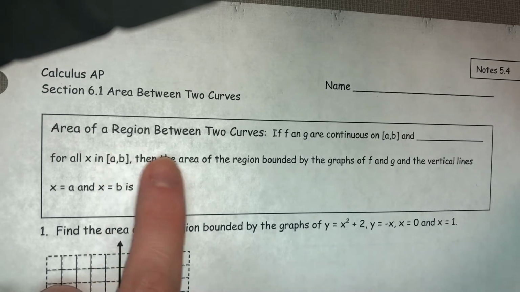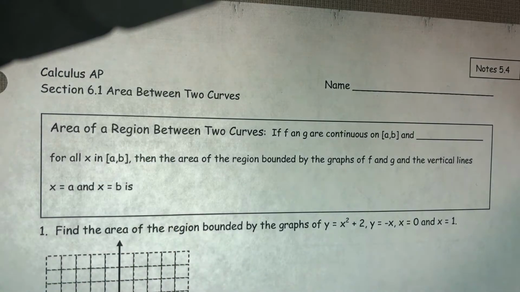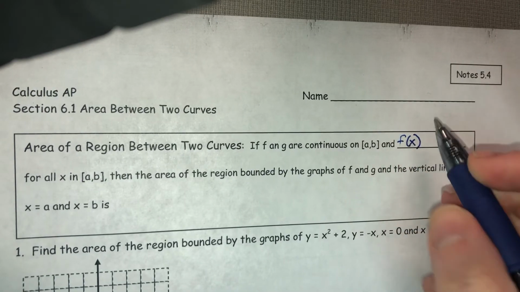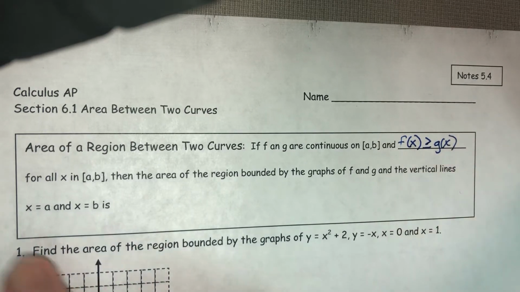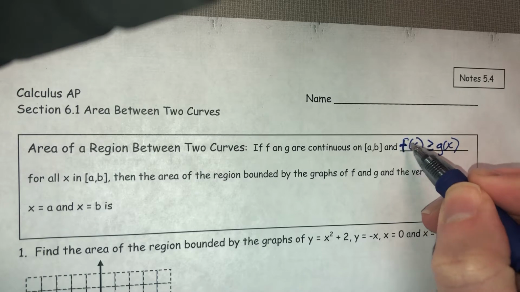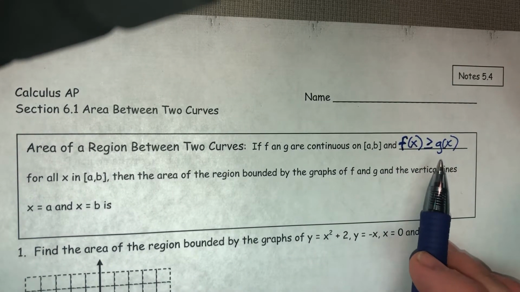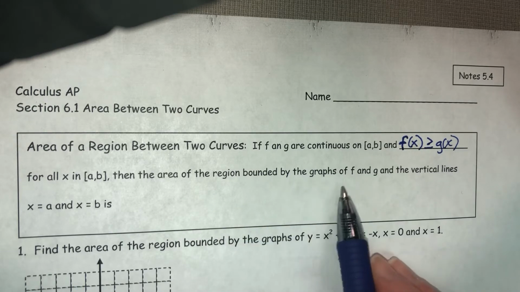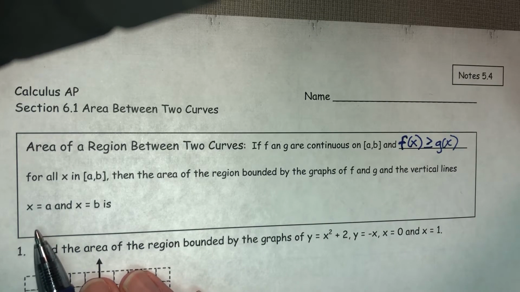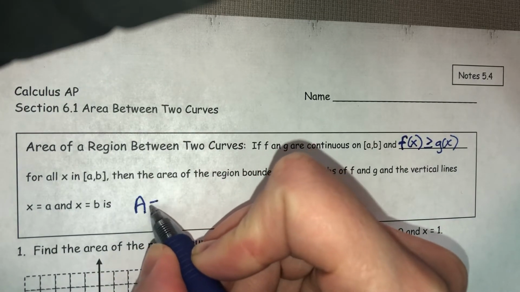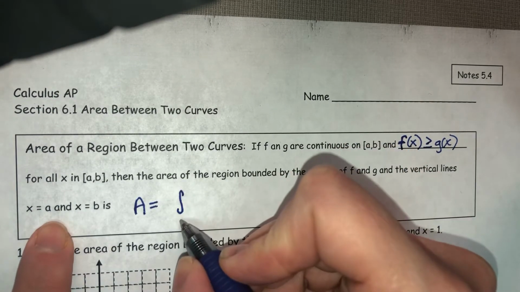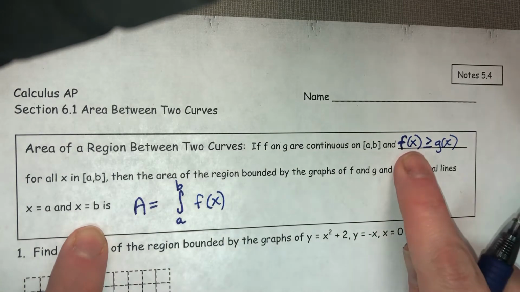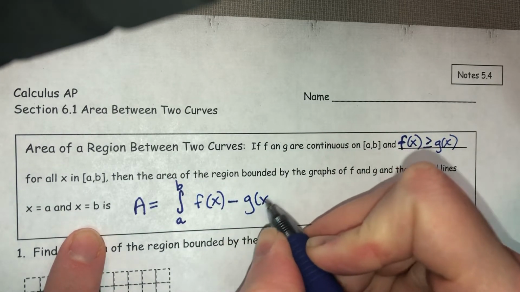The area of a region between two curves. If f and g are continuous on the interval from a to b and f of x is greater than or equal to g of x, so f of x is like your upper function and g of x is your lower function, or they could come together and be equal, for all x values in the interval from a to b, then the area of the region bounded by the graphs of f and g and the vertical lines x equals a and x equals b is area equals the integral from our lower x value a to our upper x value b of f of x, the upper function, the bigger function, minus g of x dx.